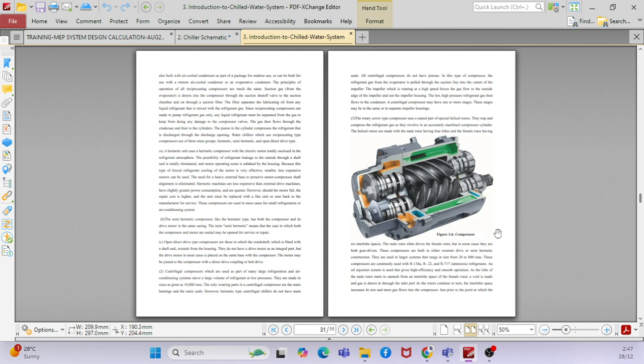So that depends upon the flow rate or the capacity. Everything that particular compressor works for. All compressors are good at their particular capacity. It's like that.